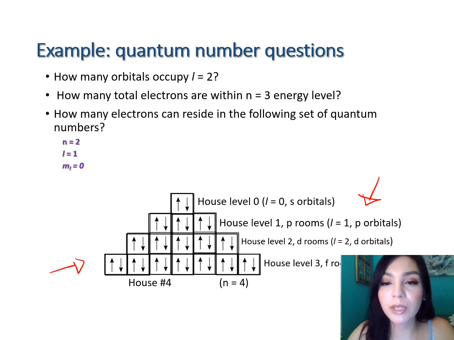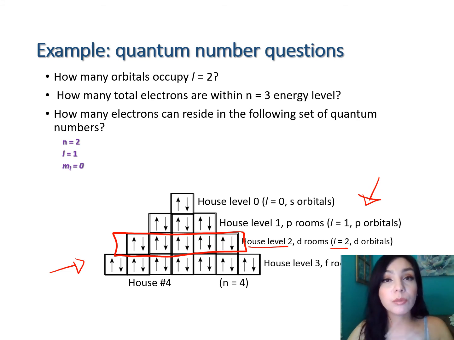All you have to do is go to your second house level, so L equals 2. Circle it off for yourself, whatever you need to do, and then you count. If you know the analogy, then you know that the orbitals correspond to the rooms, and the rooms are the little squares. So 1, 2, 3, 4, 5.